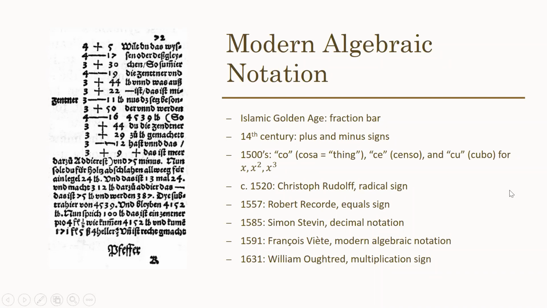The radical sign was invented before the equal sign, so to get square roots. The equal sign, we're getting into the late 1500s now. We get the equal sign, decimal notation, modern algebraic notation, and finally, after the period, the multiplication sign that we use today. So that kind of gives you an idea of the evolution of that.